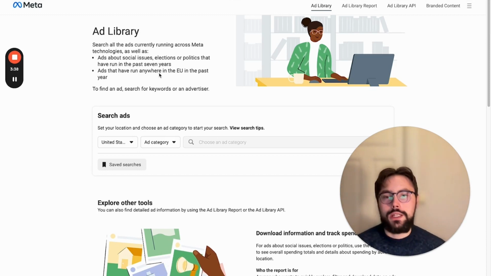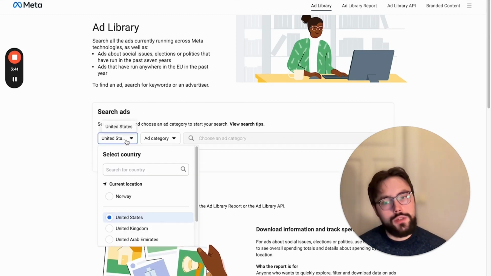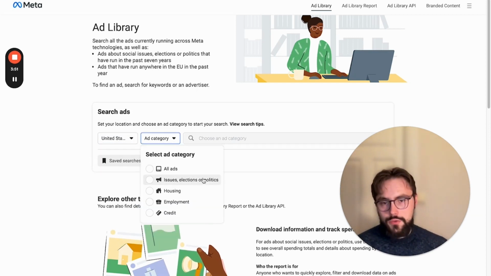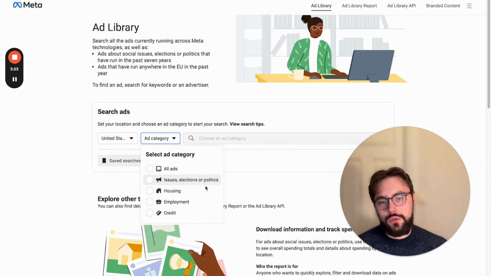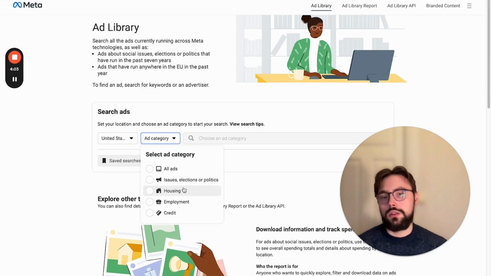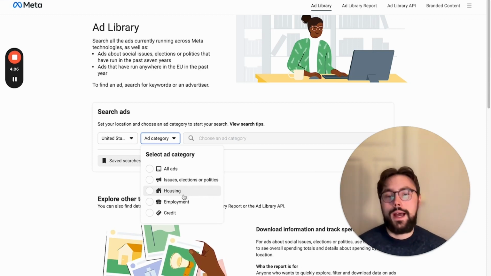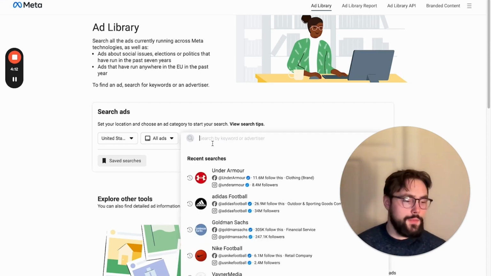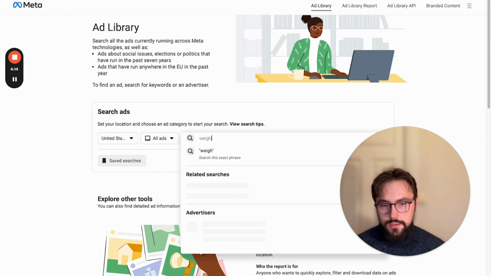So in Meta Ads Library, you can select your country. I've just used the United States as my country for now. And then you have to select ads category. These four categories all have different rules, just so we can't discriminate on issues on elections or politics, housing, employment, or credit. So we're just going to do all ads for now. And then let's look at, for example, weight loss.